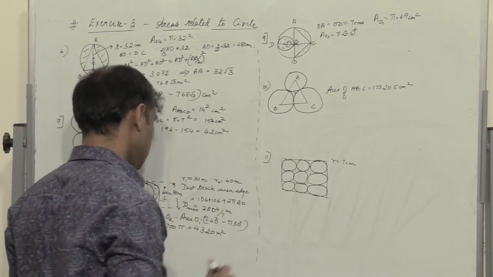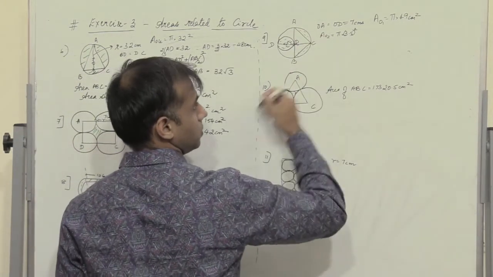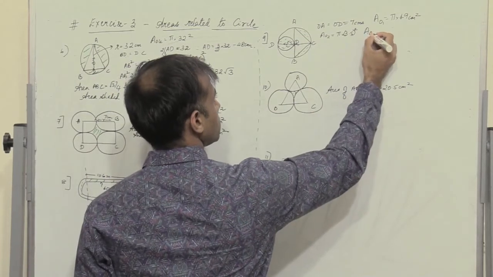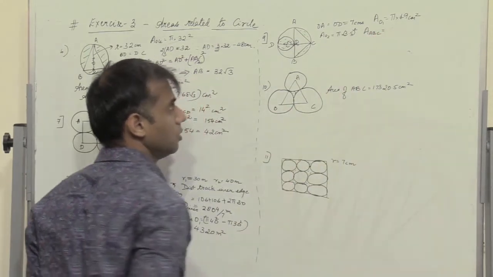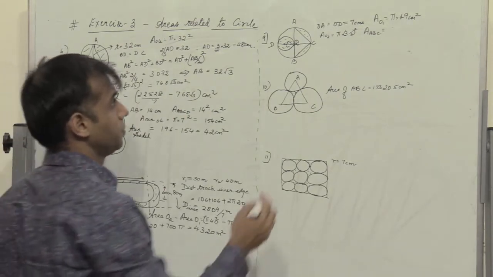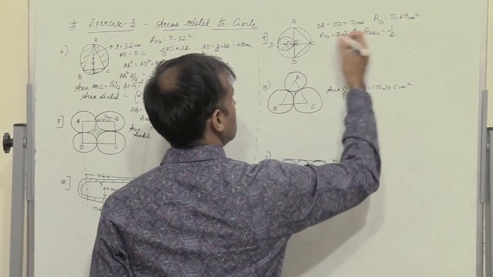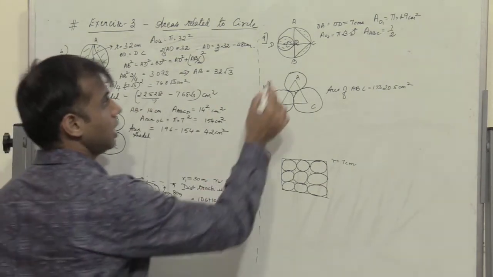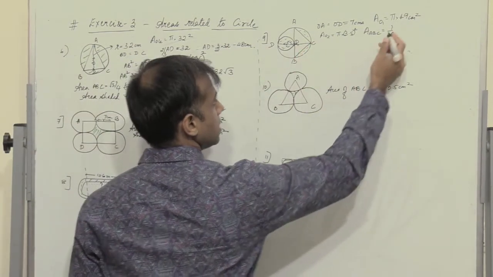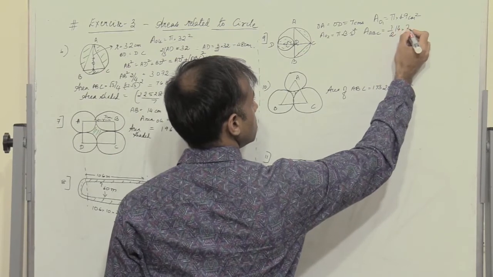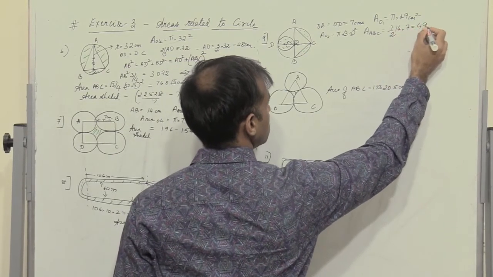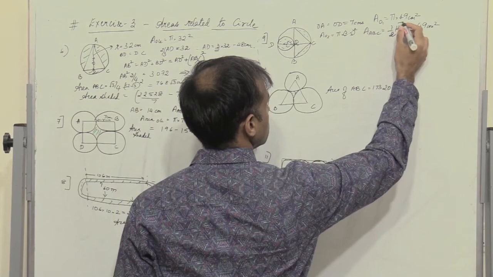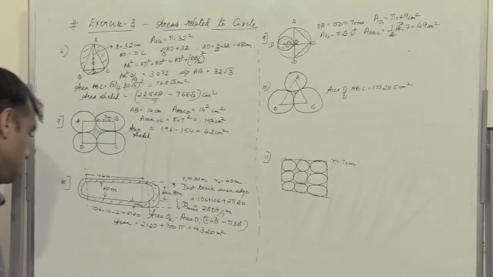Now we need to find the area of this triangle ABC. The area of triangle ABC is half into base into height. So half into the base, which is AB, which is 14, into the height, which is OC, the radius 7. So 14 into 7, which is again 49 centimeters square. So this is 7 into 7, which gives us 49.